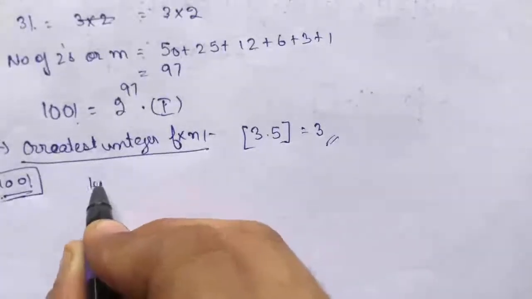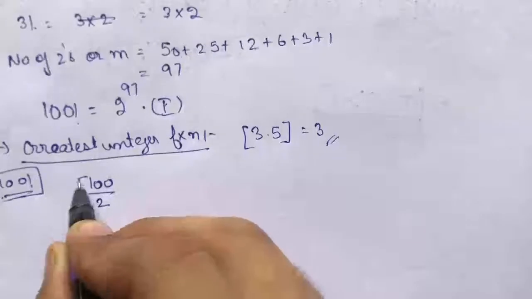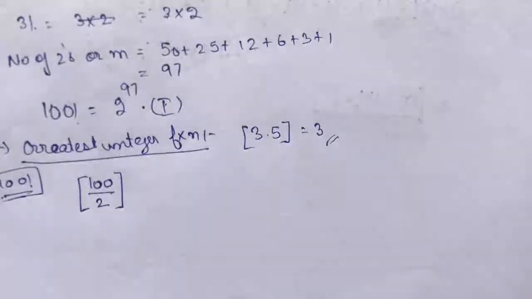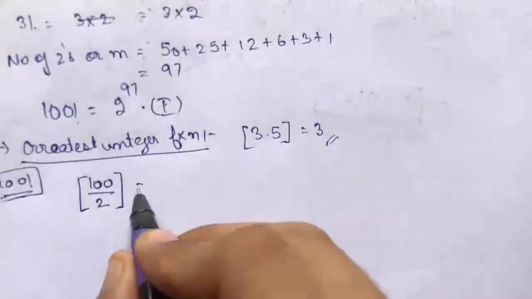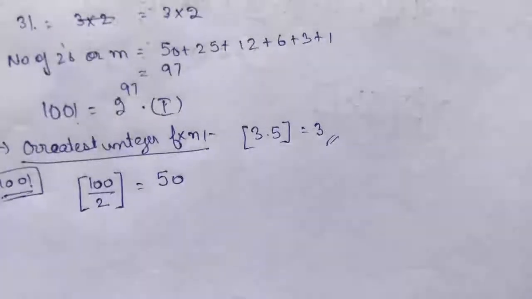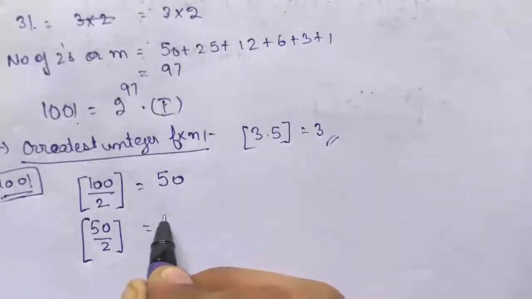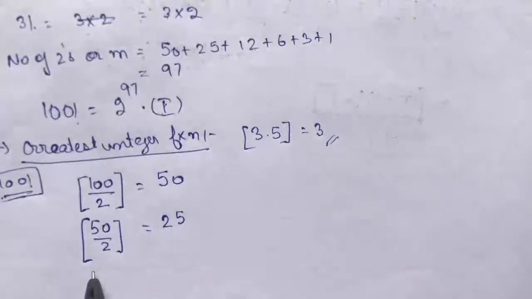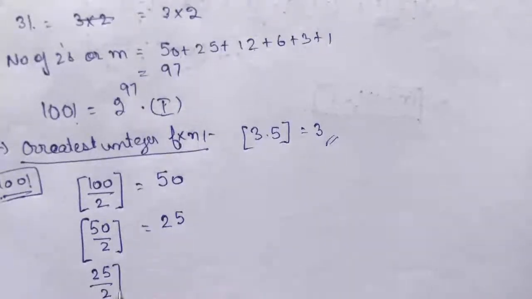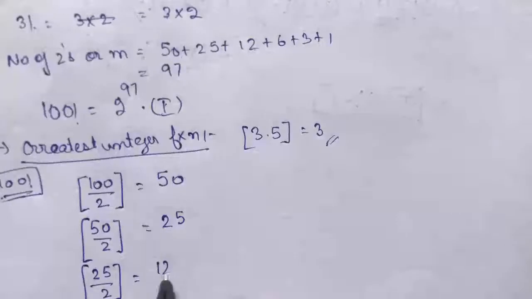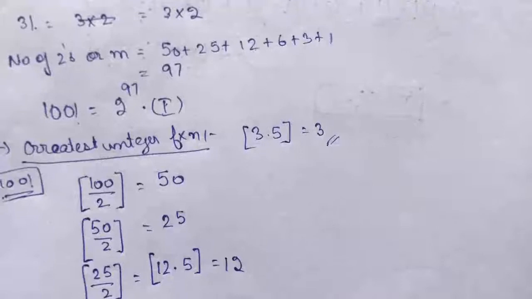So what we will do, divide 100 by 2 and take its greatest integer. So 100 by 2 is 50, and greatest integer of 50 will be equals to 50 only. Okay, divide 50 by 2 and take its greatest integer, hence it will be 25. Divide 25 by 2 and take its greatest integer, so it will be 12.5, and its greatest integer will be equals to 12.